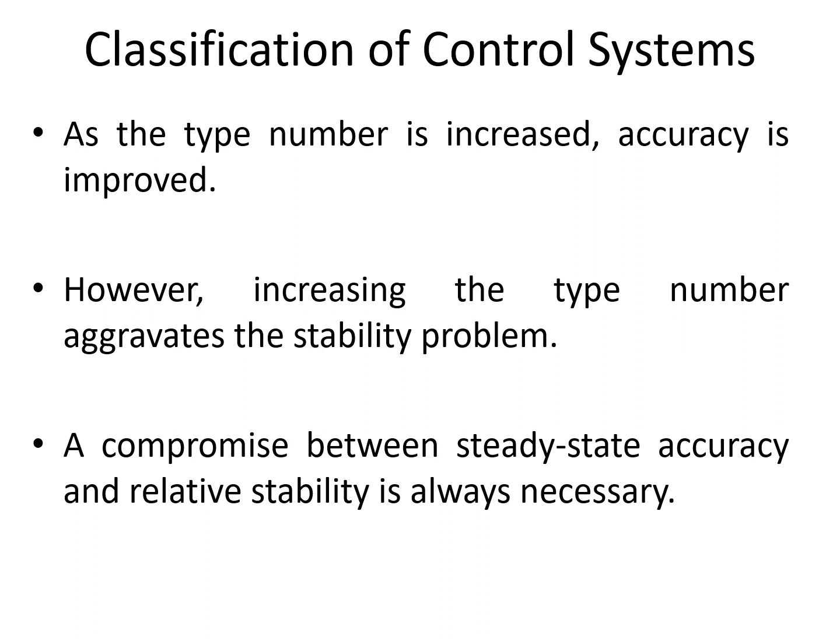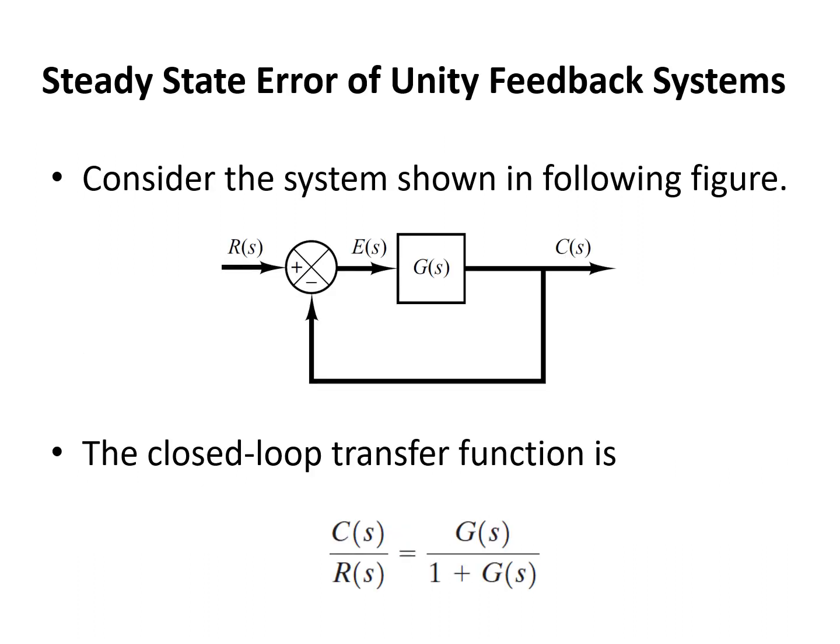So we cannot just go on increasing the type value to achieve more accuracy. That is not possible. And we also cannot decrease the type of the system so that I can increase the stability. So we need to have a compromising relationship between the steady state accuracy and stability of the system. This is one thing we need to take care of. So we should have a compromising relationship between type and stability of the system.